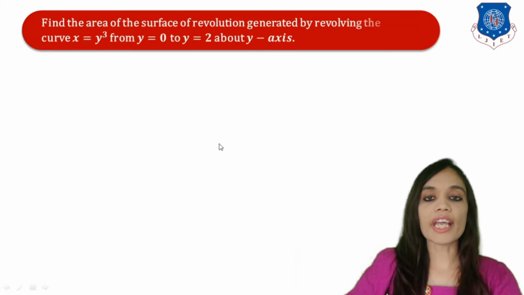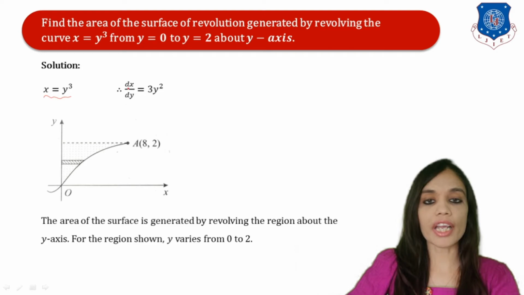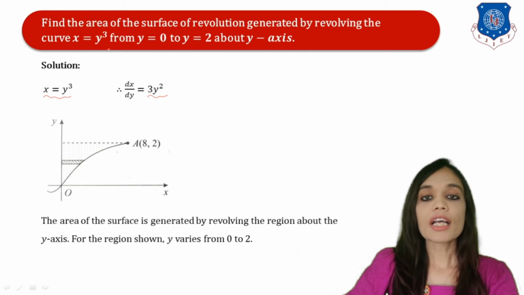Next, let us study one example based on this. We have to find the area of the surface of revolution generated by revolving the curve x = y cube from y = 0 to y = 2 about the y axis. Our given curve is in the Cartesian form. So let us start with the solution. Here x = y cube is given, therefore dx upon dy will be 3y square.